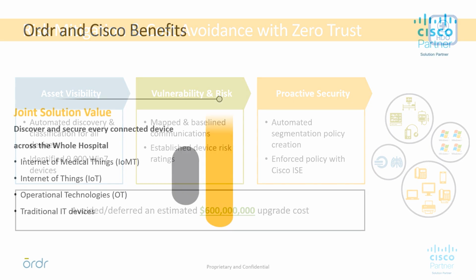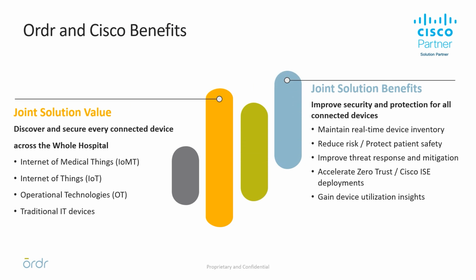With me so far? So when you think about the joint solution, what does Ordr bring to the table? What does Cisco bring to the table, right? We're talking about things like the whole hospital. So IoMT, operational technologies, so your buildings, your cameras, things of that nature that might not be directly medically related, but also traditional IT devices. So you can see really everything that's on the network. You're going to get an accurate classification right out of the box. And the things that we might not have seen before get device typed very quickly. And then with Cisco, right, you're going to get this joint solution, right? We're going to get a real-time device inventory.